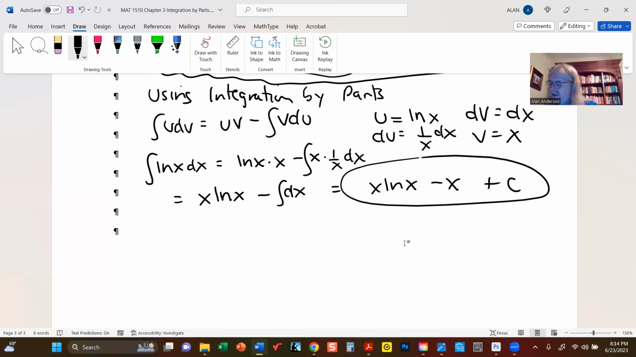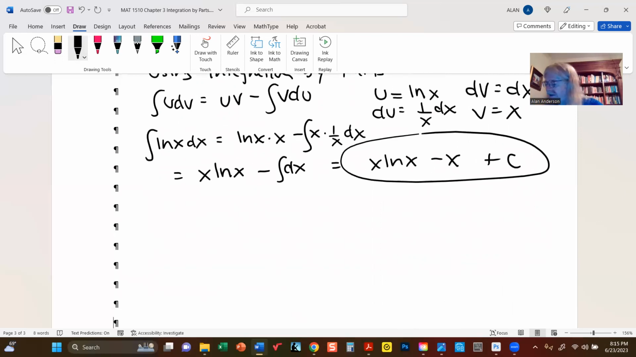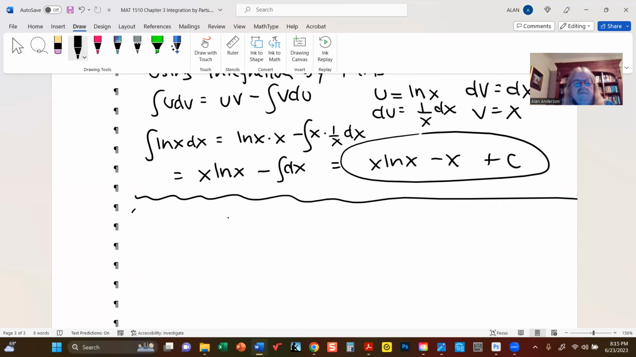All right, now here's an interesting one. This one involves trig functions. It's good practice, although it's going to take a while. The integral of x sine 2x dx. All right, so how about this?